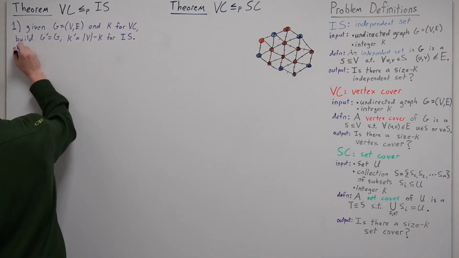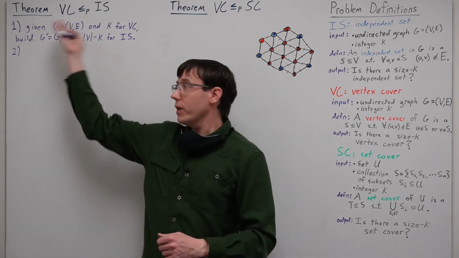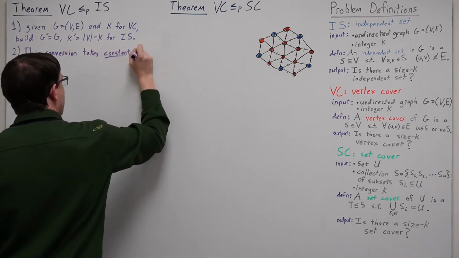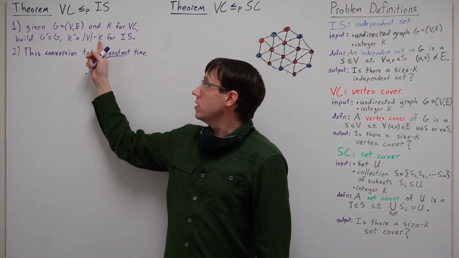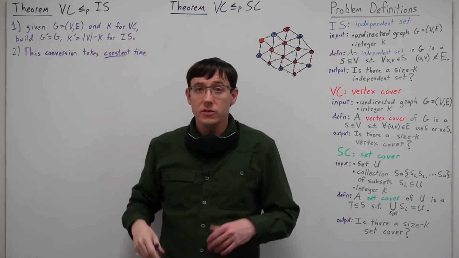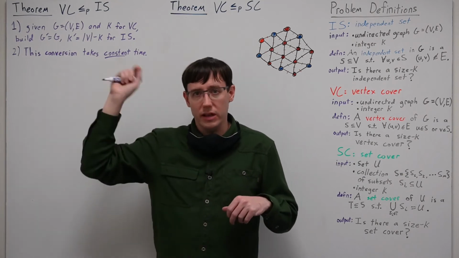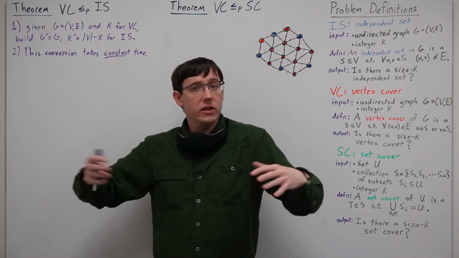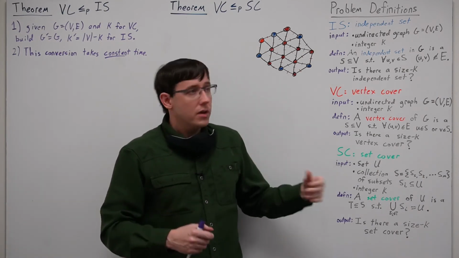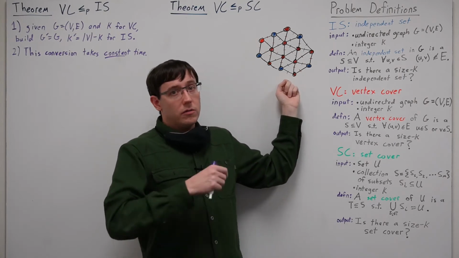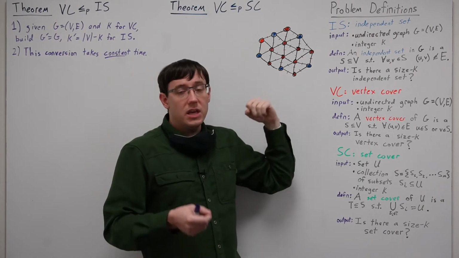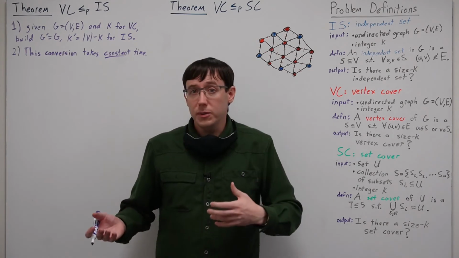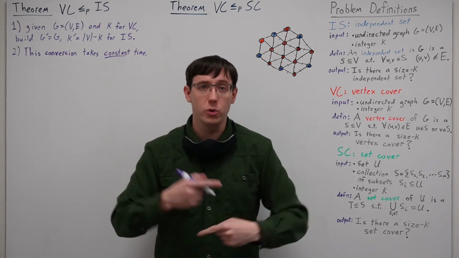Our next step is to prove that our translation algorithm runs in polynomial time. All we had to do to translate was subtract k from the number of vertices. So this is actually a constant time algorithm to translate from a vertex cover instance to an independent set instance. And now we have to prove that this translation preserves the answer. That is, the answer to the original vertex cover problem was yes, if and only if the answer to the new independent set problem is yes. And so we'll split this if and only if into the two directions.